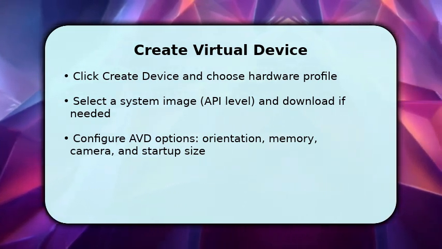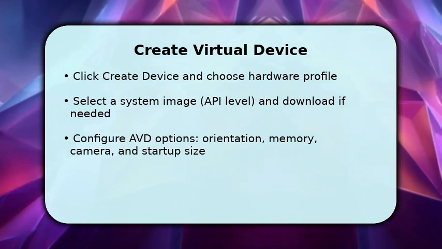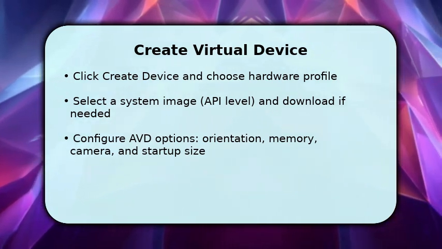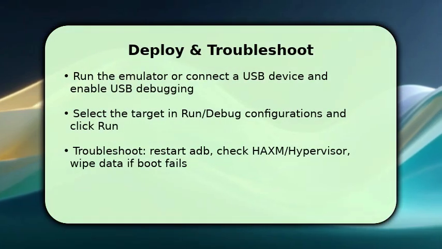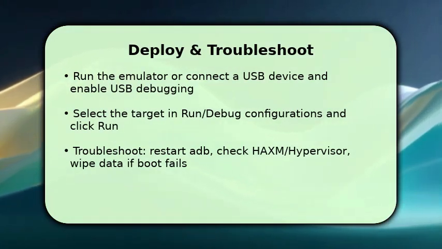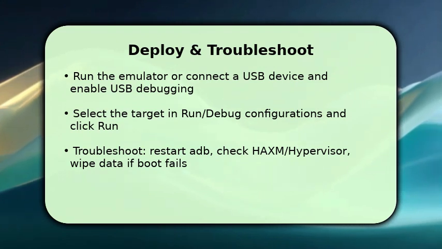Finally, name the AVD and finish. Make sure to enable cold boot or quick boot depending on test reliability. You now run the emulator or attach a physical device with USB debugging enabled to deploy your app. This is how you validate real behavior.